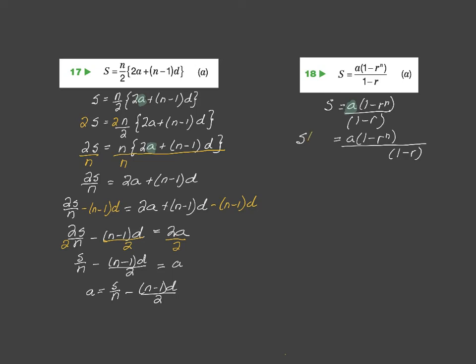Multiply the left by (1 minus r), and multiply the right by (1 minus r). The left is s(1 minus r), and on the right, (1 minus r) divided by (1 minus r) gives us 1, and so we are left with a(1 minus r to the n). We've got rid of our fractions. To isolate a, we need to divide by that bracket, (1 minus r to the n), on both sides. We're going to divide by (1 minus r to the n) on the left and divide by (1 minus r to the n) on the right.